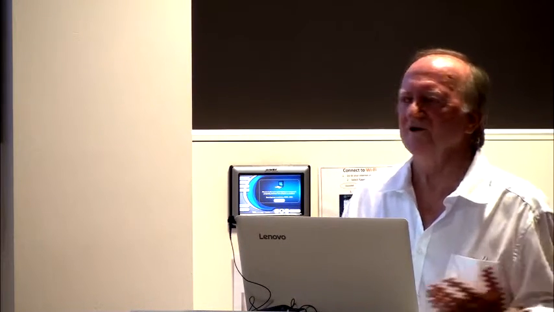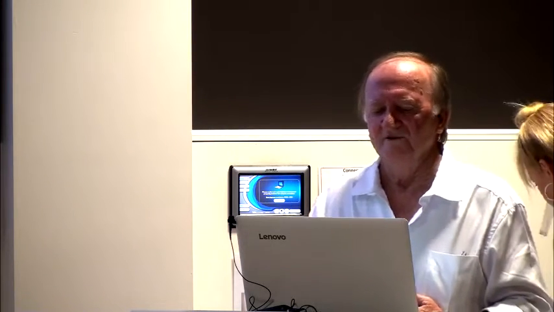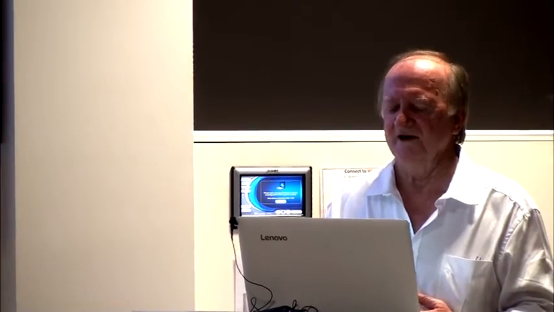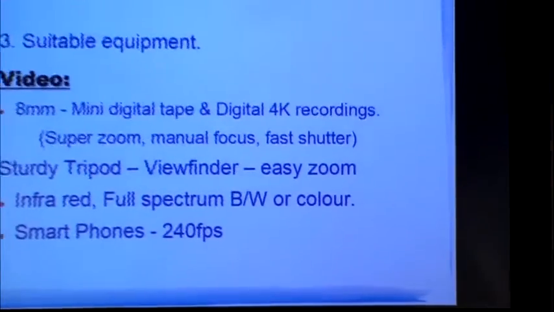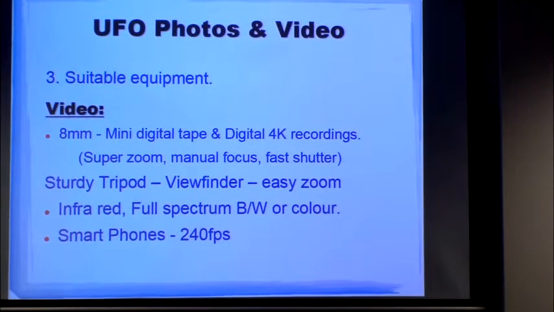So if you're going to get a camera, study the different types of cameras and what they can offer, and do a bit of research on the type of camera you need if you want to do it yourself. With video, as I said, the super zoom is a handy aspect of it, manual focus and fast shutter as well. And the iPhone or the smartphones, if they got 240 frames per second, which is a slow motion, you get a much sharper image. It might be very slow, but you get a much sharper image.